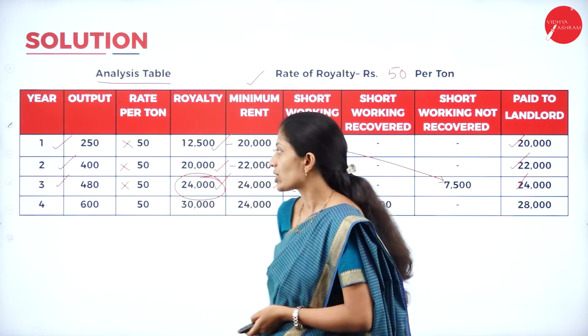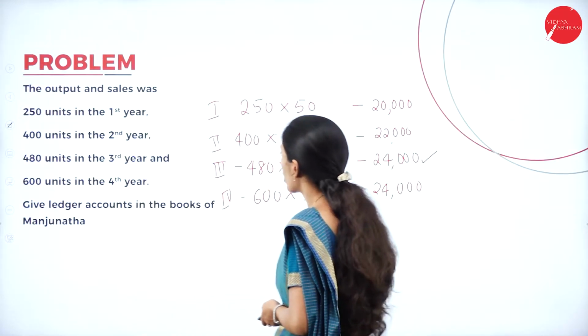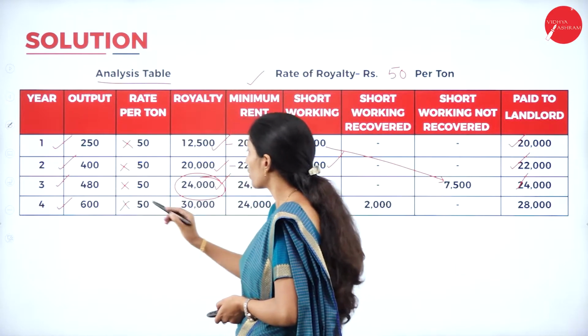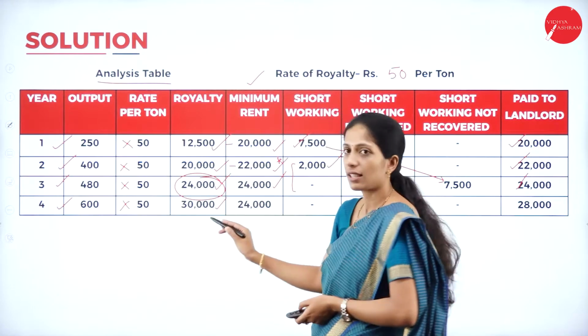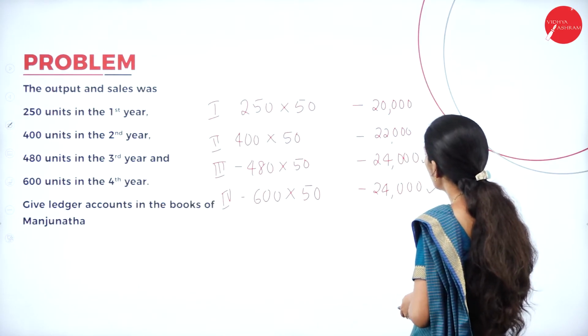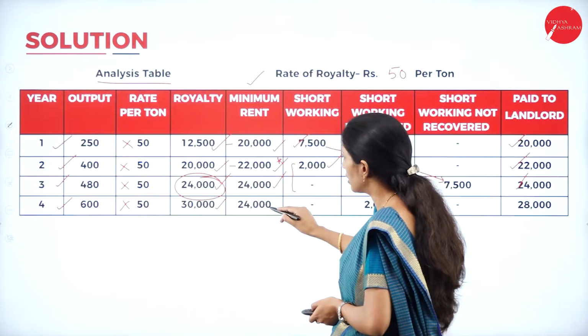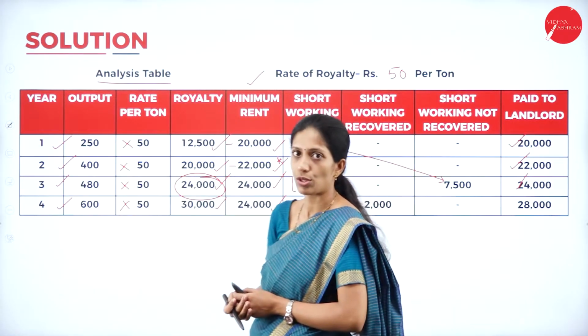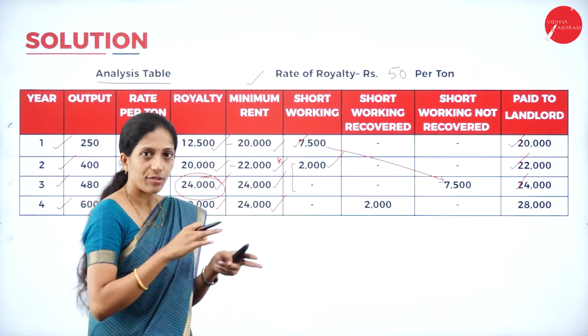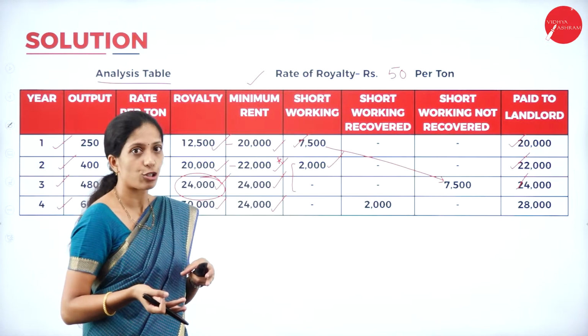Now come to the last year, that is fourth year. So what is the production? 600 into 50. So your production is 30,000, royalty is 30,000. Then what is the minimum rent? So minimum rent is 24,000. Here royalty is greater than minimum rent. So you don't have short workings, but you can recover the short workings.